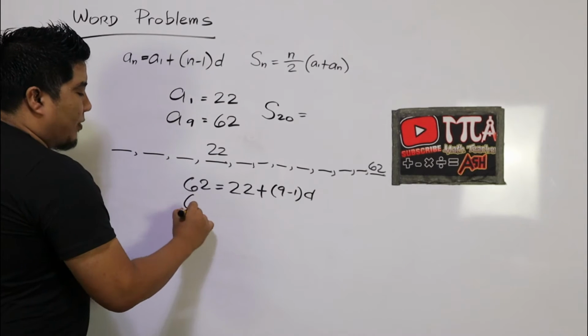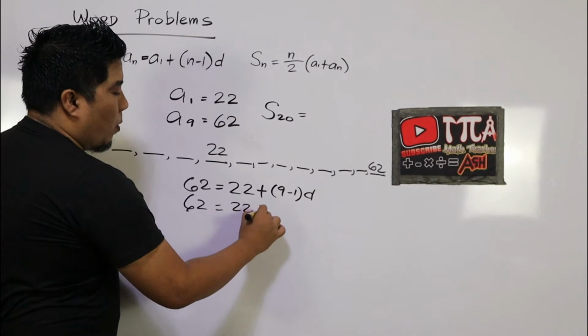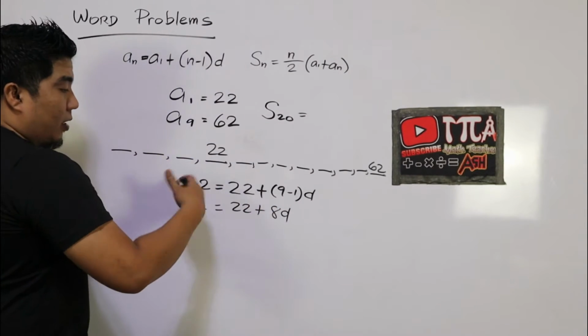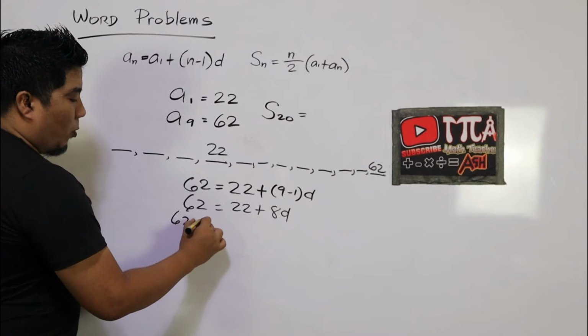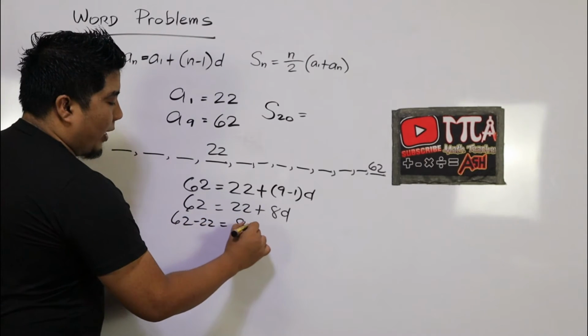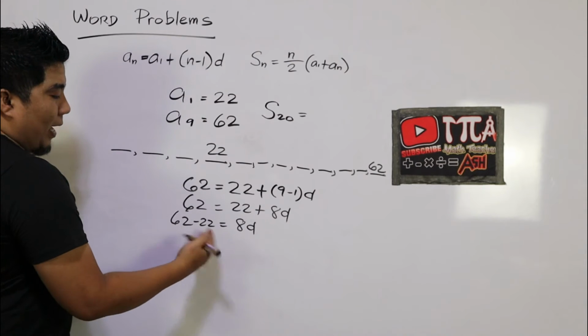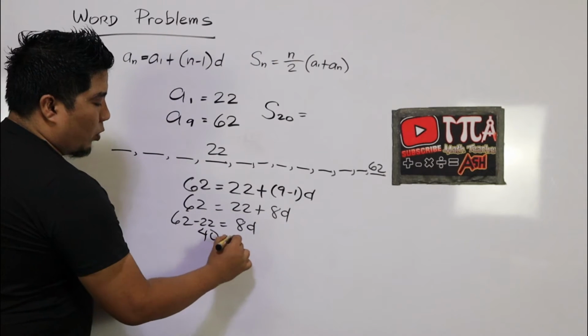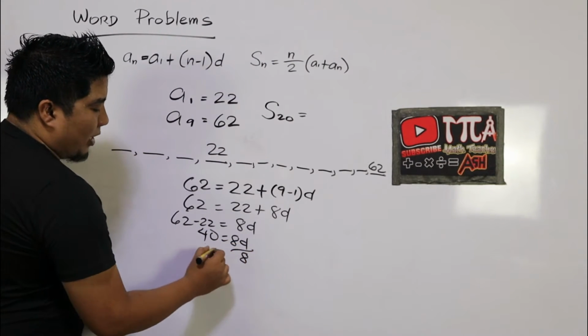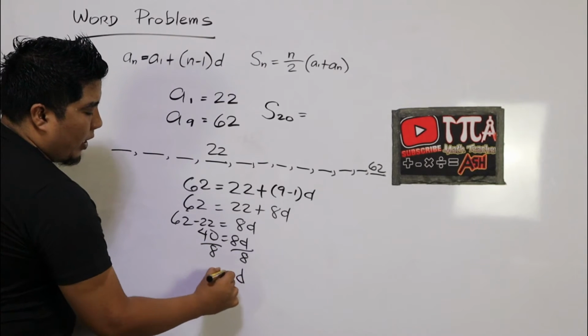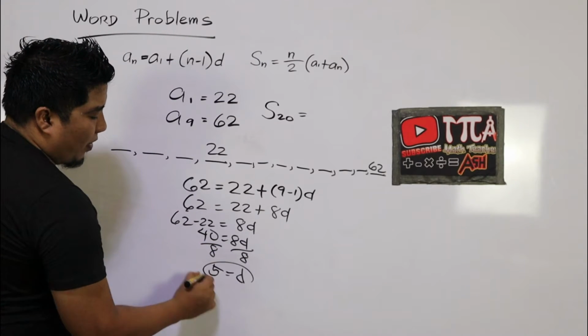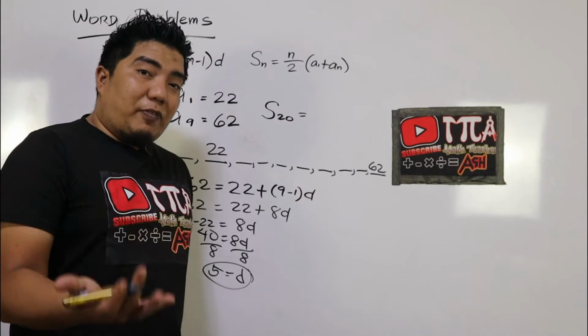So having this, we have 62 is equal to 22 plus 8d. Transposing, we have 62 minus 22 is equal to 8d. Subtracting, we have 40 is equal to 8d. Dividing both sides by 8, our d is equal to 5. Therefore, the common difference is 5.